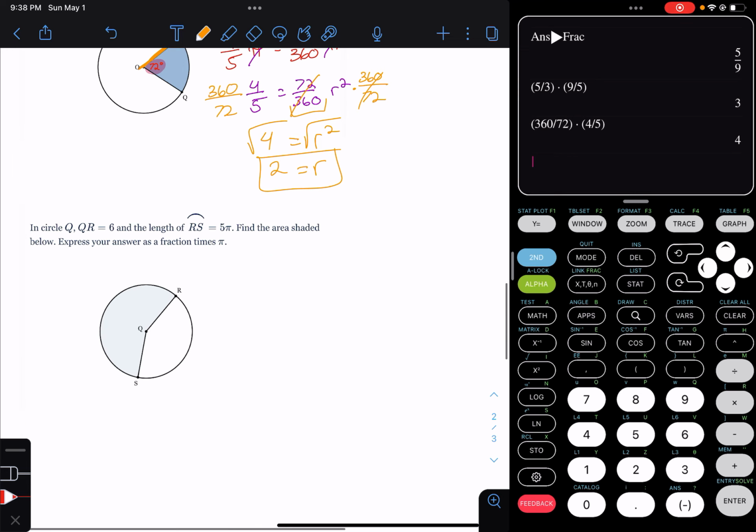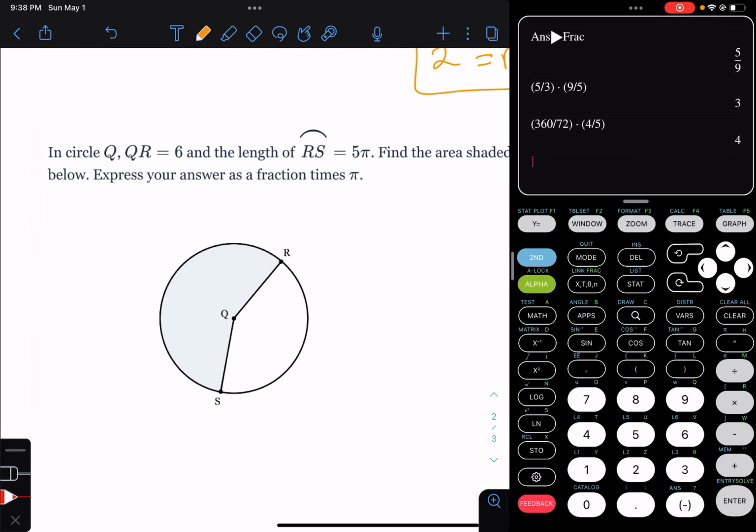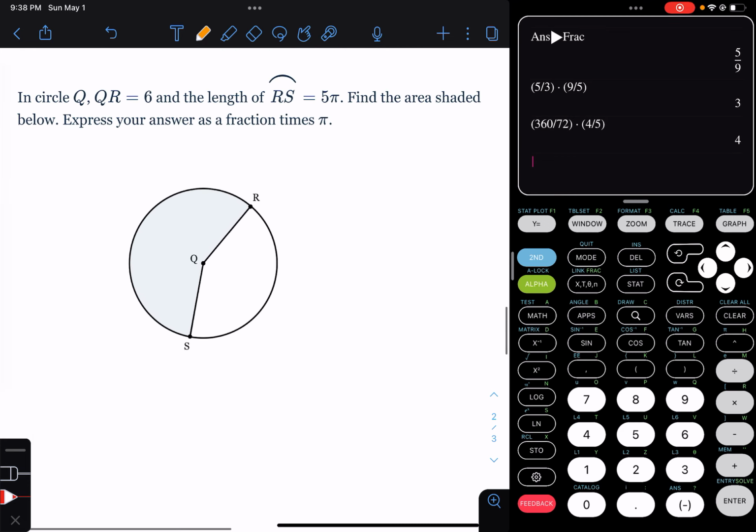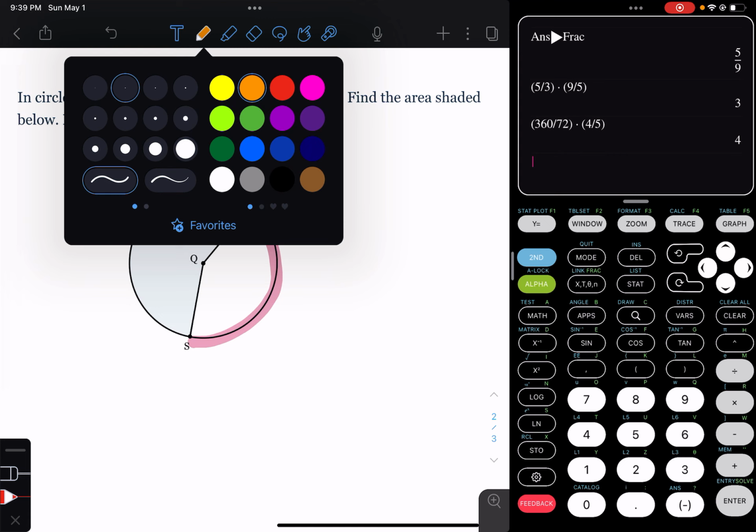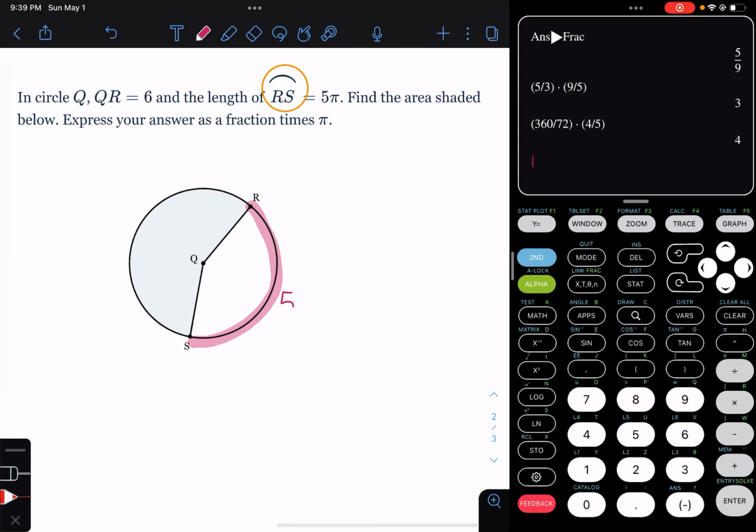All right. Now, this last one I will say is a little bit tricky, so bear with me here. First, this is an arc. They gave us an arc length. They gave us that RS is equal to 5 pi. So let's put 5 pi here. And then they told us that QR, which is our radius here, is equal to 6. So that's all fine and dandy.